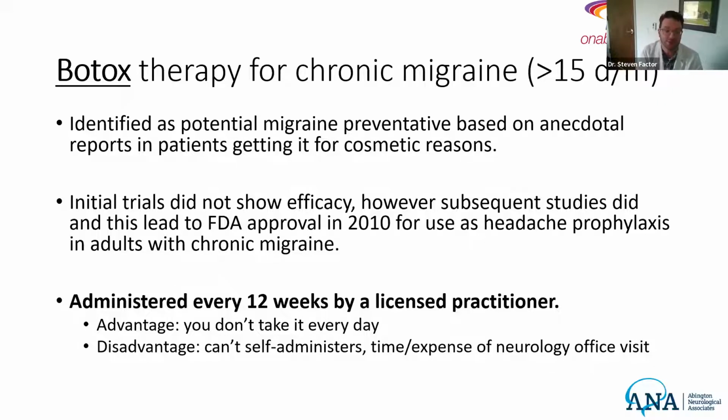And in the year 2010, the FDA approved it for headache prophylaxis in adults with chronic migraine. And this is administered every 3 months, every 12 weeks, by a licensed practitioner, either one of our PAs here at Abington Neurologic or one of our neurologists. And the best thing about it is that you don't have to take it every day. But of course, you actually have to come in, and there's an added expense of going to the neurology office, but that's okay, because we can also localize the therapy a little bit and optimize it for your care. Even though headaches are not very localizable, we can give you a little more injection in the back of your head, a little more in your shoulders if you need it, and work with you as the follow-ups mount up to specify your plan of care.